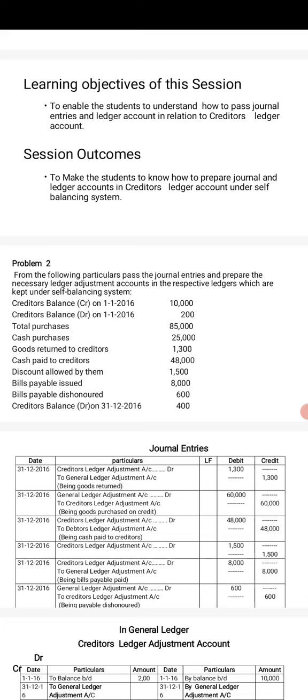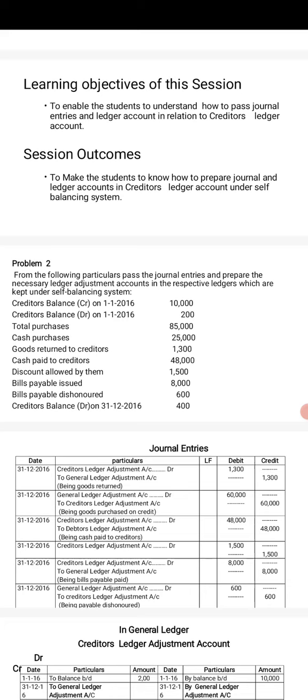Next, creditors balance, debit balance on 1st January 2016. This is called the closing balance of creditors. So you have to write it under the debit side of the creditors account as to balance brought down.